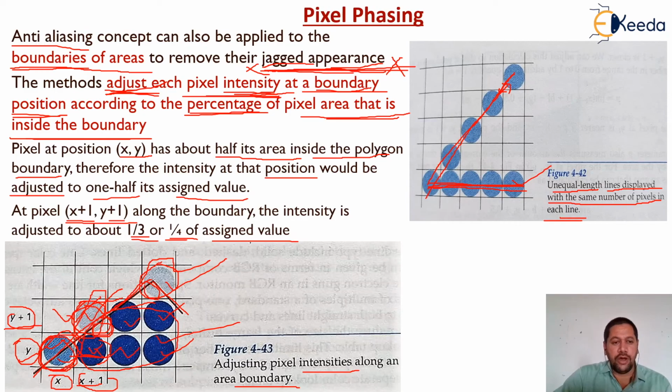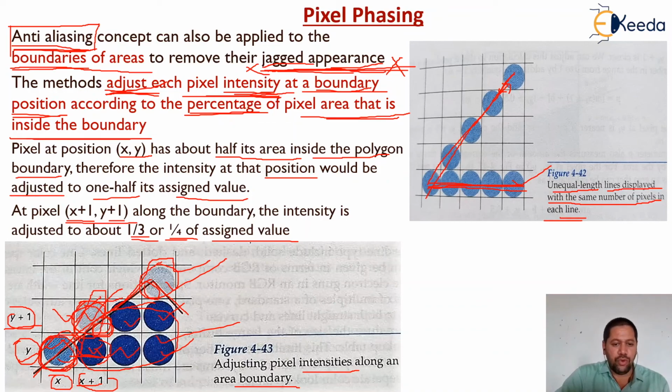I hope all of you have understood these two methods, supersampling in detail and the method of pixel phasing in detail. These are the anti-aliasing methods that we are using, and there is always importance given to anti-aliasing techniques. Then only the end user will see the correct image, and will not find the problem or aliasing effect on the displayed image or displayed line.